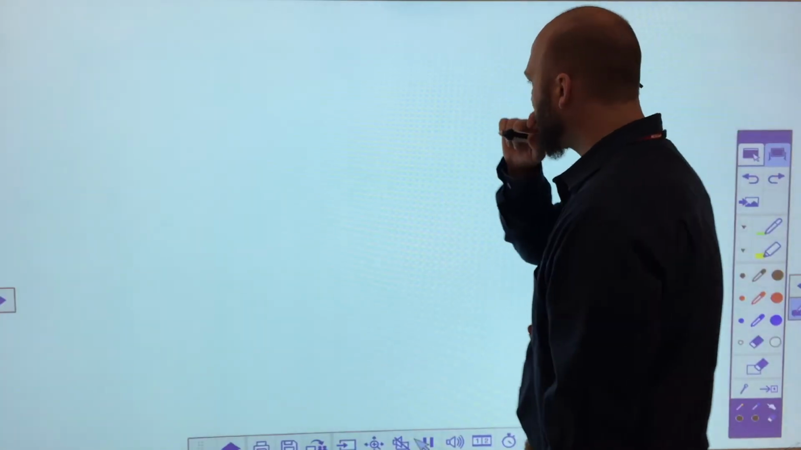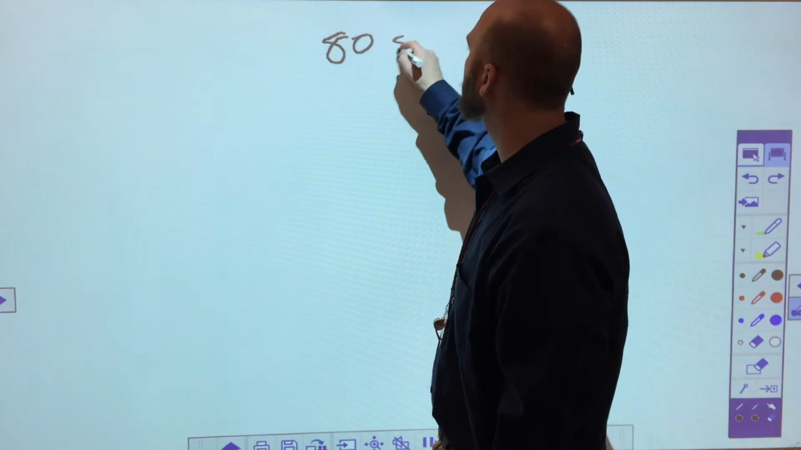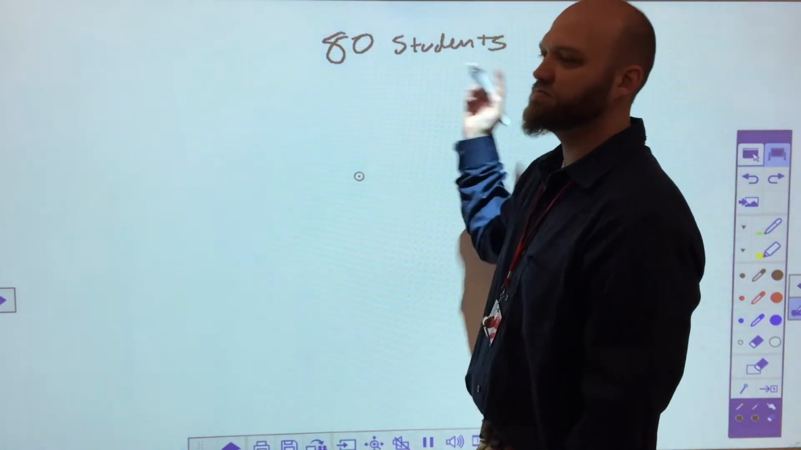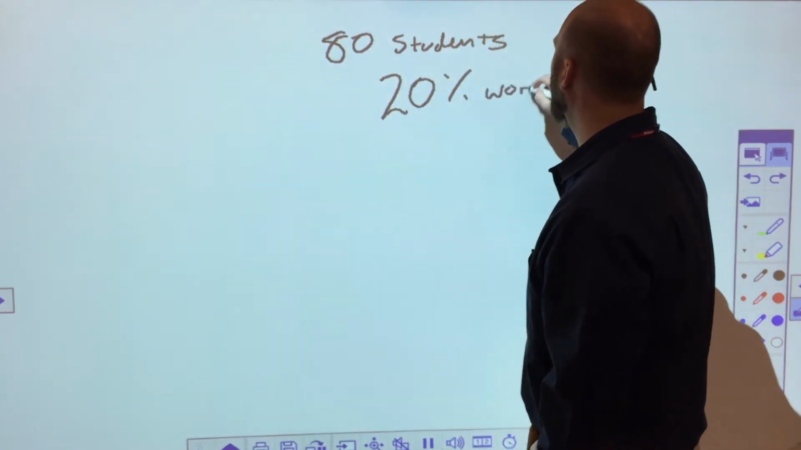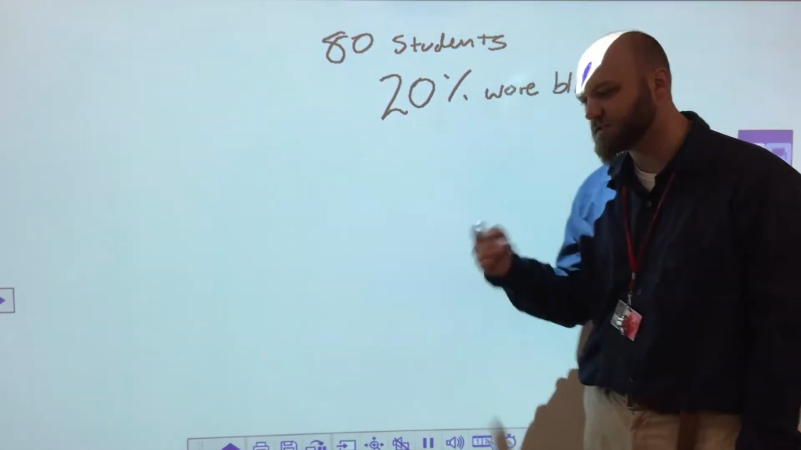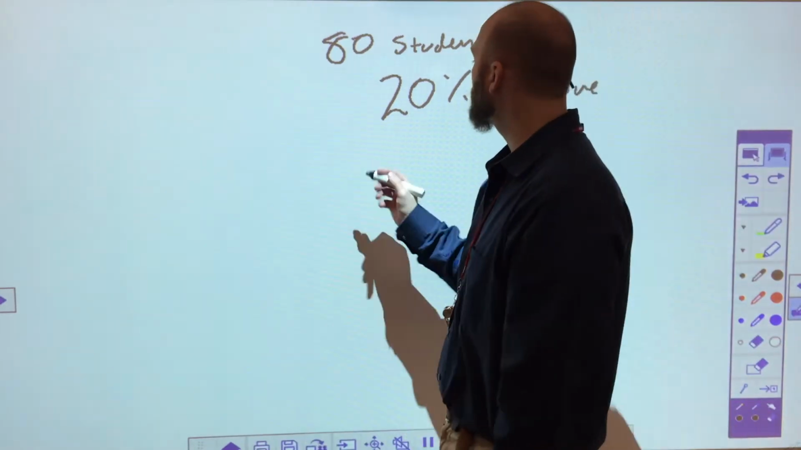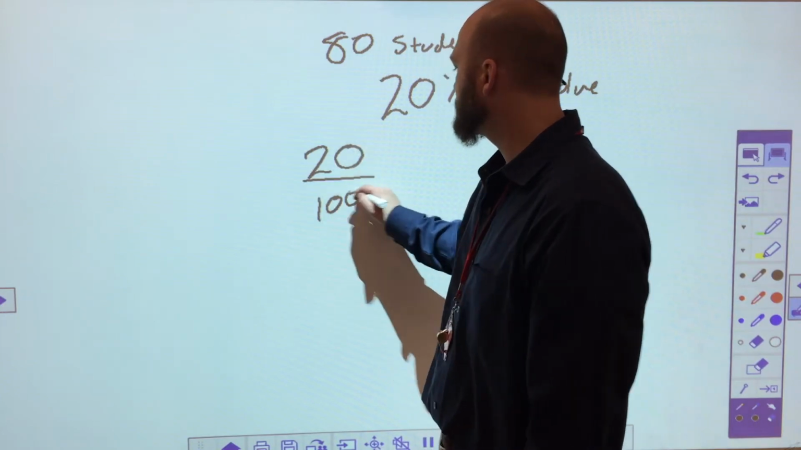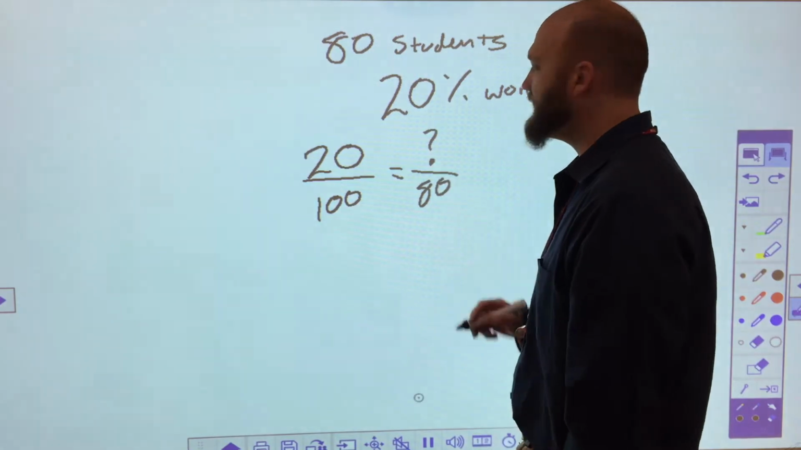So if we had something like, there were 80 students and 20% wore blue, right? And we want to know how many students are wearing blue. Well, we can set that up as a ratio, use ratio reasoning. So I need 20%, 20 out of 100, is equal to how many out of 80?